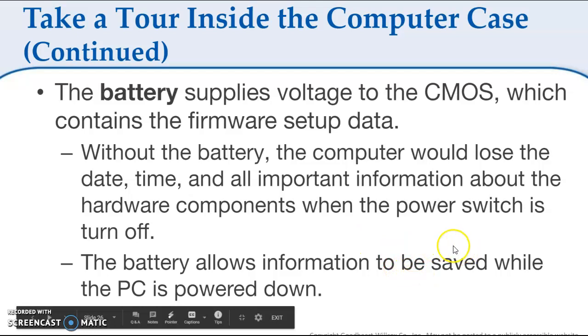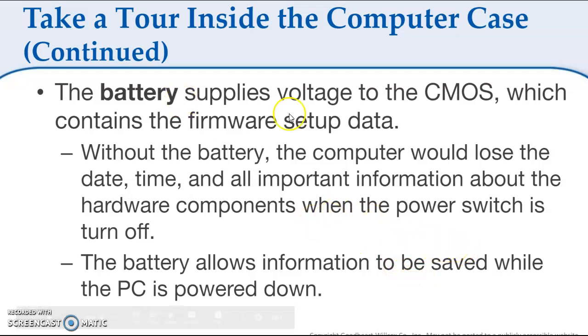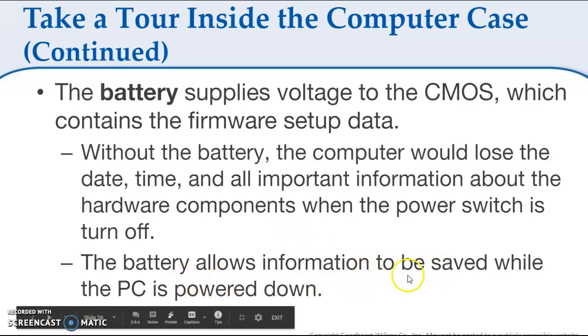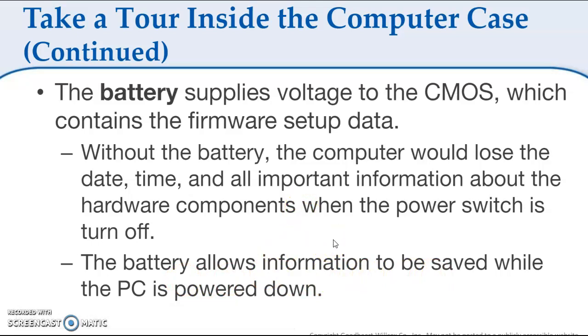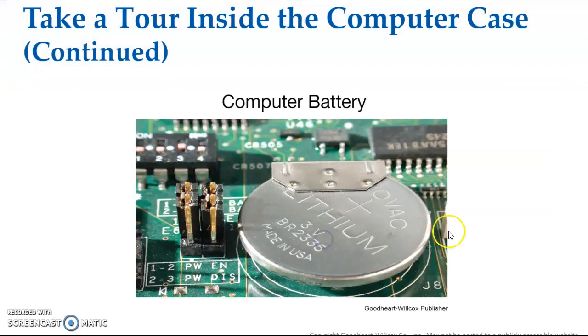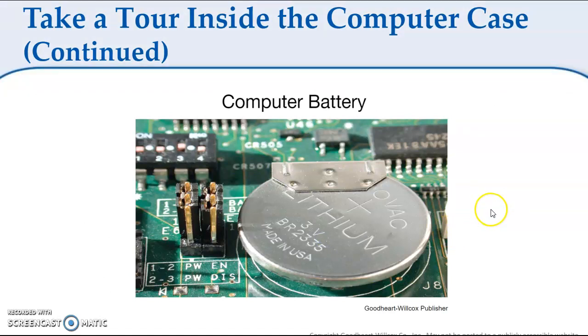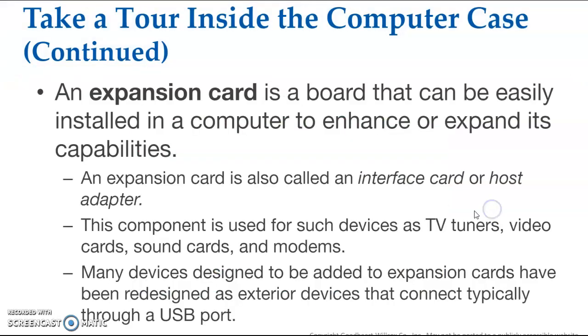The battery supplies voltage to the CMOS, which contains the firmware and setup data. This is on the motherboard. In the event that power is lost to the PC, that battery can at least keep some things up to date and allow information to be saved while the PC is off. Without that, the computer would lose track of its date and time, and if you know that your computer is not reflecting the accurate time or date, it could be an issue with that battery. Here's an example of what the computer battery might look like, not to be confused with, say, a laptop battery, which would power the entire unit.